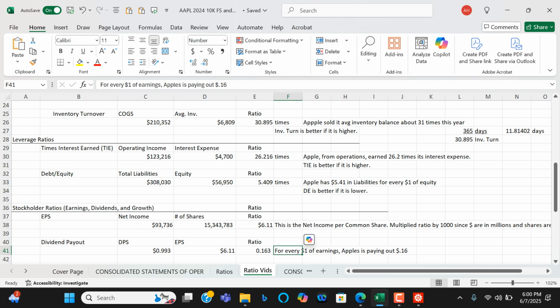Now, is that a lot or a little? I really don't know. That's why we use the next ratio, which really tells you a lot about what type of company Apple is. Is it a dividend paying company or a growth company?